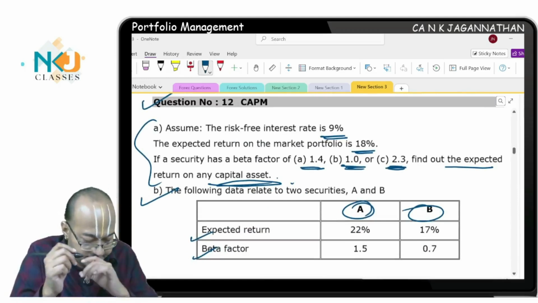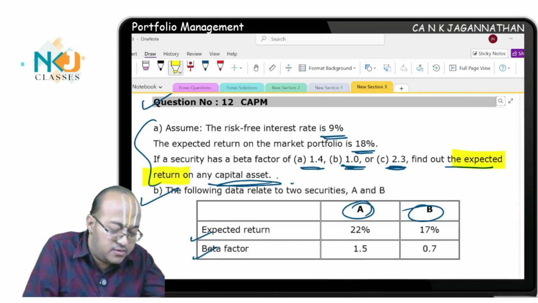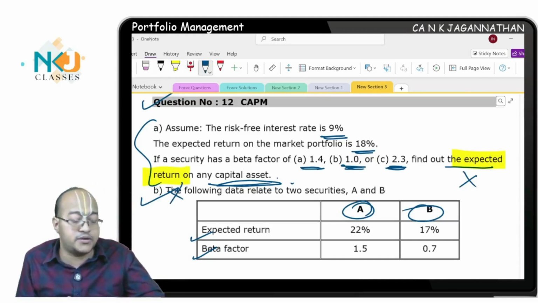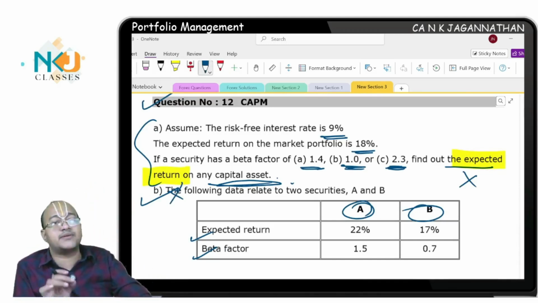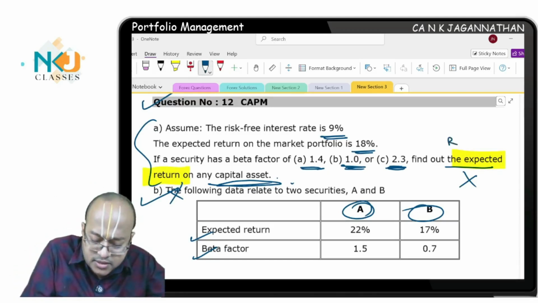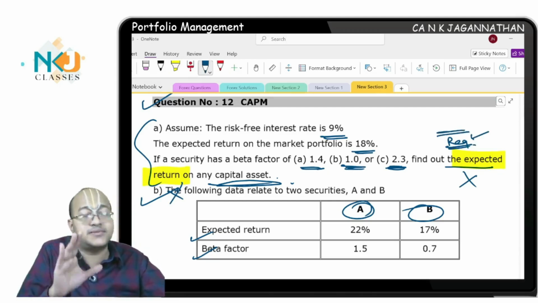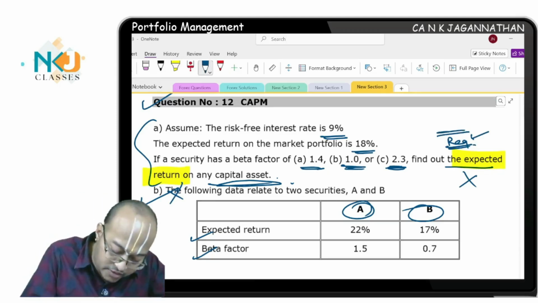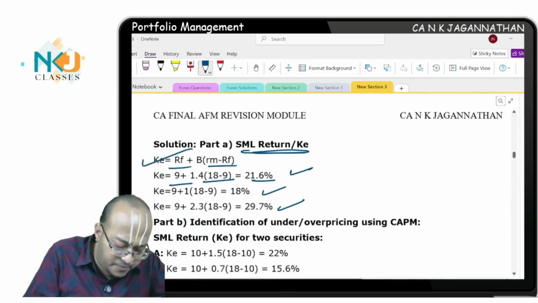See, my dear friends, here they have given expected return. This is clearly wrong. Beta is given, and they want you to find KE. KE is not expected return, it is required rate of return. Are you listening? Which means you will skip through this part. This is required rate of return; you will understand it as required rate of return. Somewhere the institute uses expected return interchangeably, but it's not expected. This is required rate of return. Technically, it is different.